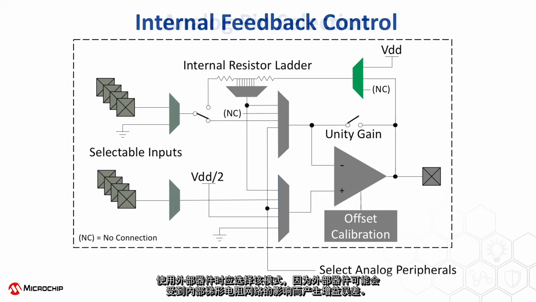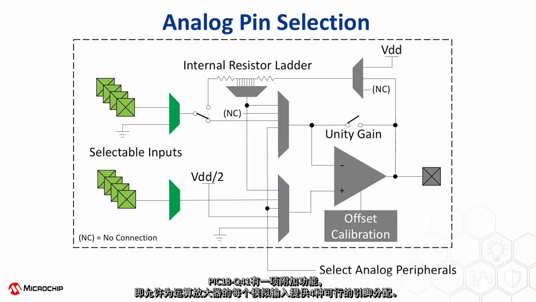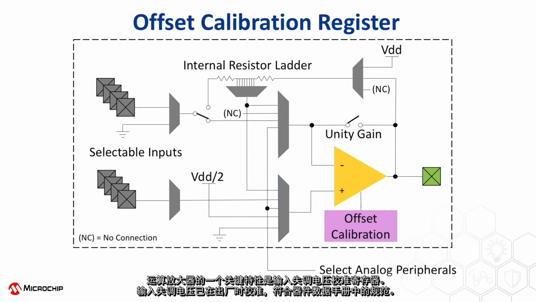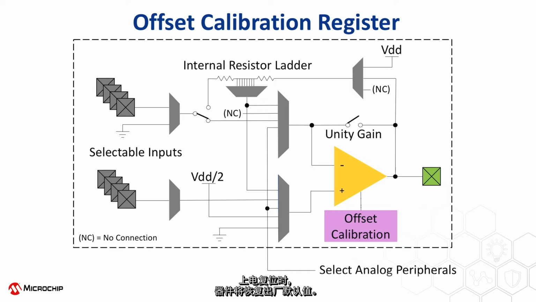The PIC18 Q41 has an additional feature that allows for 4 possible pin assignments for each of the analog inputs to the operational amplifier. Developers can use this feature to simplify PCB layouts or to switch between multiple different analog inputs. One key feature of the operational amplifier is the input offset voltage calibration register. The input offset voltage is calibrated in the factory to meet the specifications in the device datasheet. On a power on reset, the factory default value is restored.